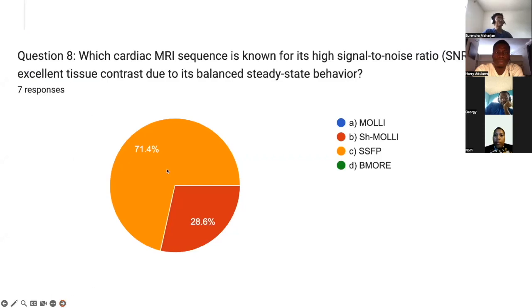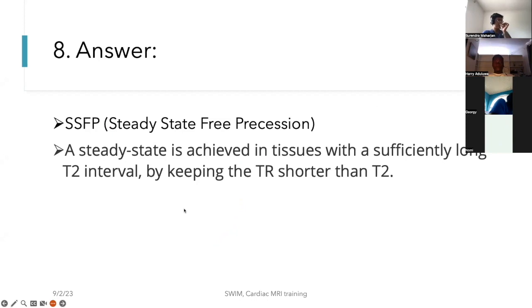Which cardiac MRI sequence is known for its high SNR and excellent tissue contrast due to its balanced steady state behavior? It is SSFP. Its full form is steady state free precession. What's steady state free precession is the steady state of magnetization in the tissue with sufficiently long T2 interval by keeping the TR shorter than T2.